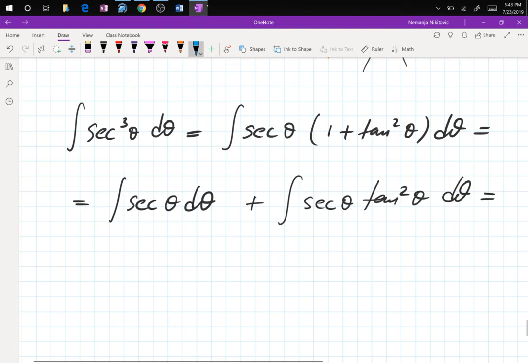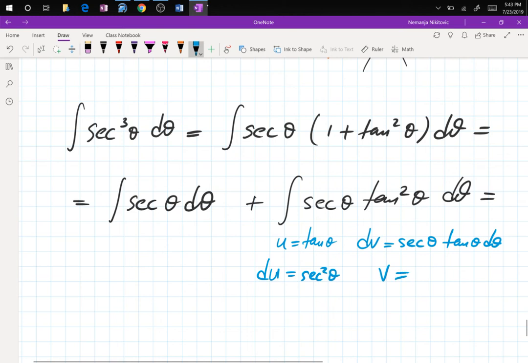So you have a secant tangent which you can integrate, so that's going to be your dv. You always put dv first because that is something that you can integrate. And you see now that for u, you just have a tangent left because the rest is in dv. Now u is going to give us du equal to secant squared theta, and v is equal to the integral of secant tangent, which is secant theta. Oh, there's a detail over here. The derivative of tangent is secant squared. Good. So let's see if this helps.